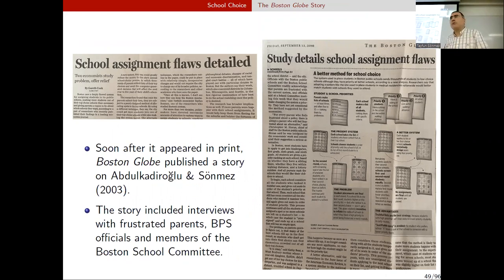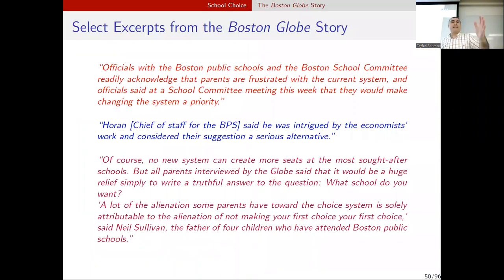So who knows? Reporters were following academic journalists. We talked for a few hours, and Garrett Cook wrote a wonderful story. The story included interviews with frustrated parents, BPS officials, and members of the Boston School Committee. The story had statements like that. Officials with the Boston Public Schools and the Boston School Committee readily acknowledged that parents are frustrated with the current system, and officials said at the school committee meeting this week that they would make changing the system a priority.